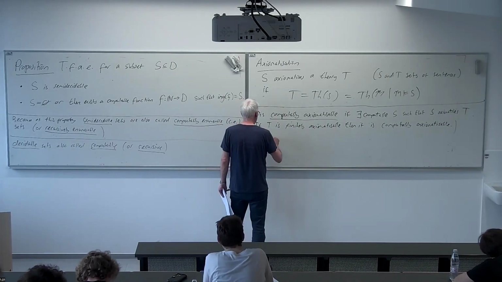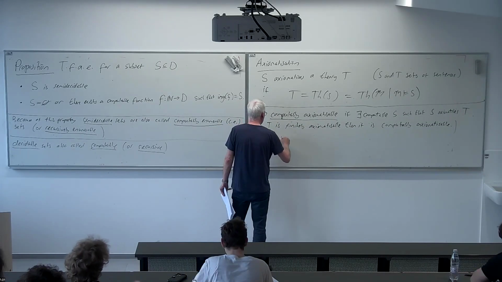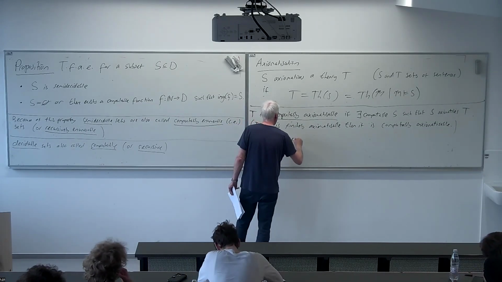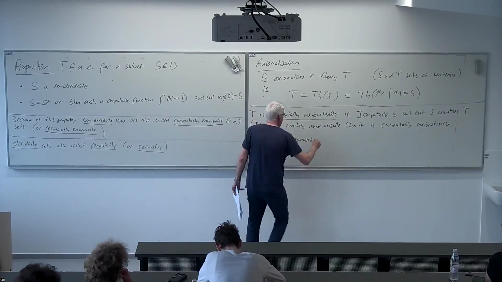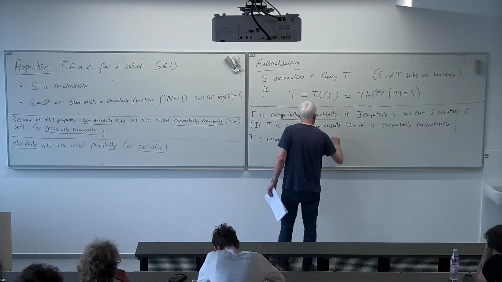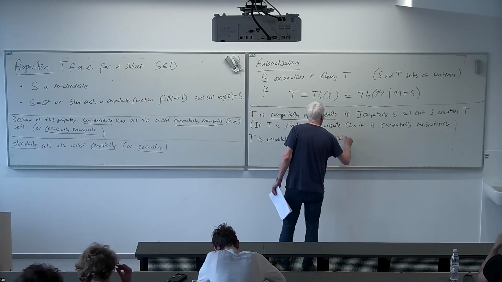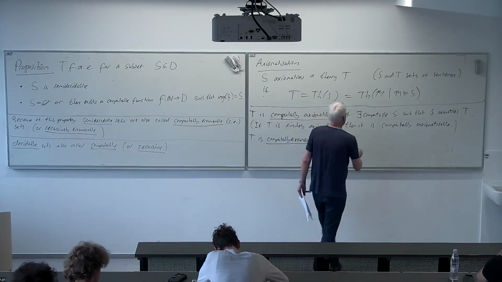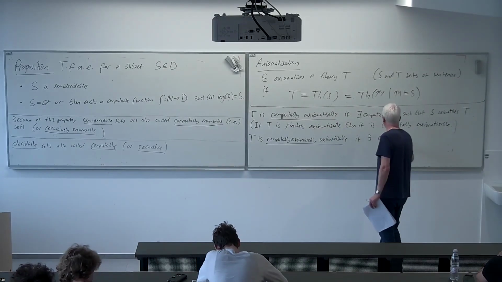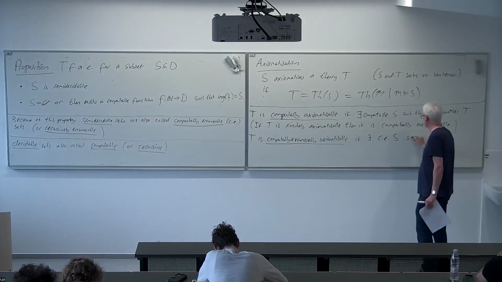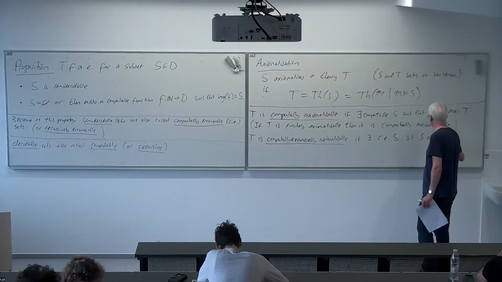T is computably enumerably axiomatizable if there exists a computably enumerable S such that S axiomatizes T.